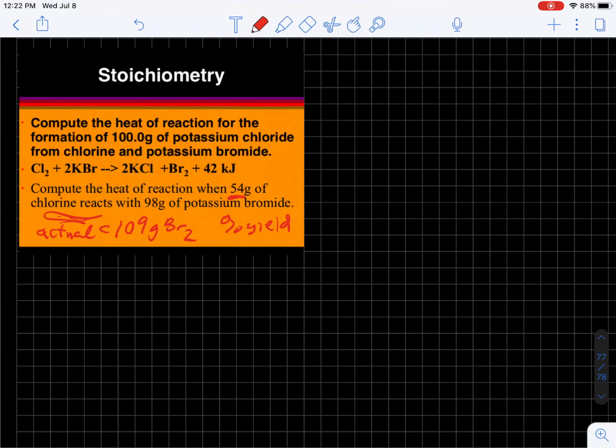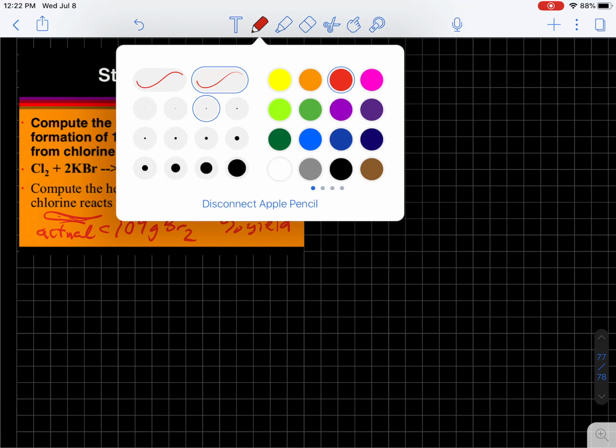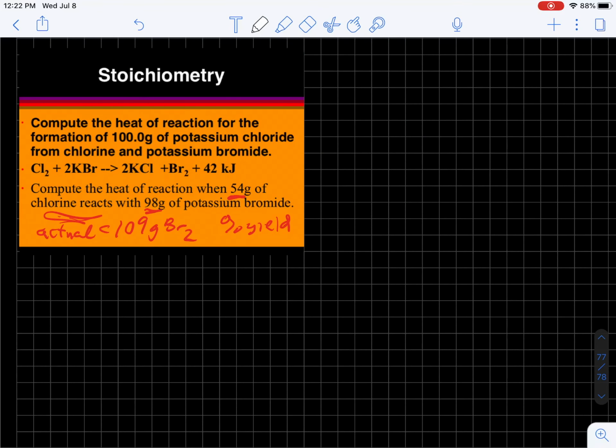Okay, so now I can do this as a limiting reagent. How do I know it's a limiting reagent? Again, glad you asked, because they mentioned 54 grams of chlorine and they mentioned 98 grams of potassium bromide, and they don't tell you which is limiting, so we got to determine that first. All right, so let's do a little stoichiometry here. 54 grams of chlorine. Let's convert that to moles.